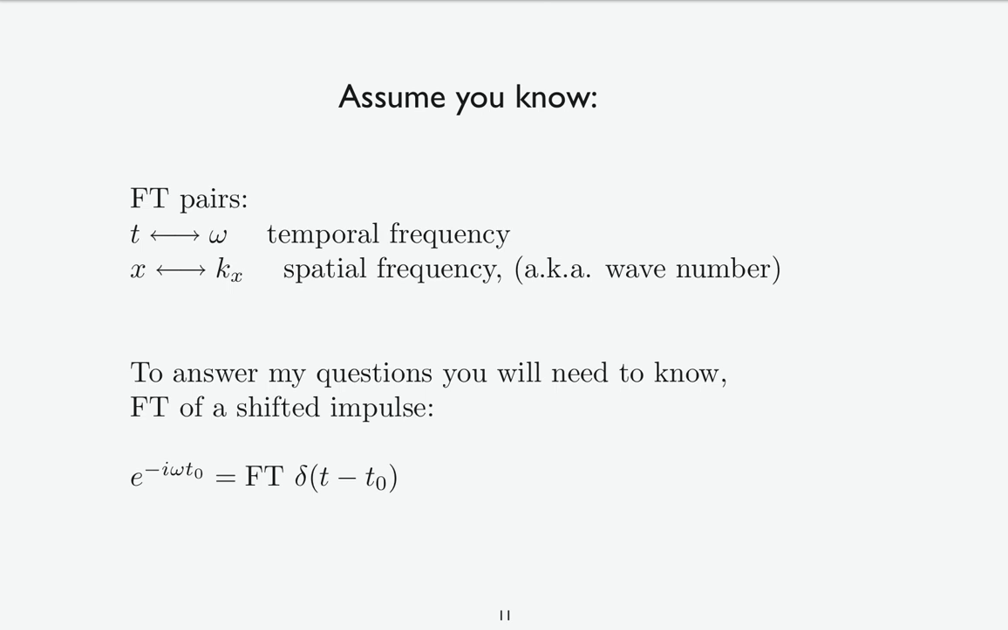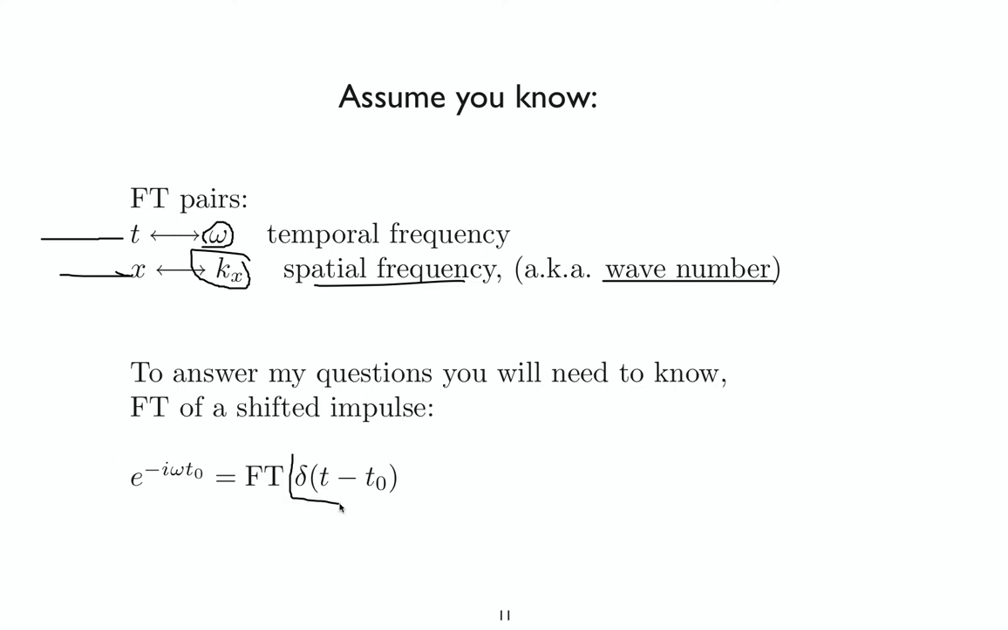And I'm going to make some assumptions that you know a few things. I'm going to assume that you know that time will transform into frequency, omega. That you know that space x, the x-axis, will Fourier transform into another frequency, the spatial frequency, which is also known as the wave number. And to answer almost all of my questions, you're going to need to know one very basic thing, and this is what you need to know.